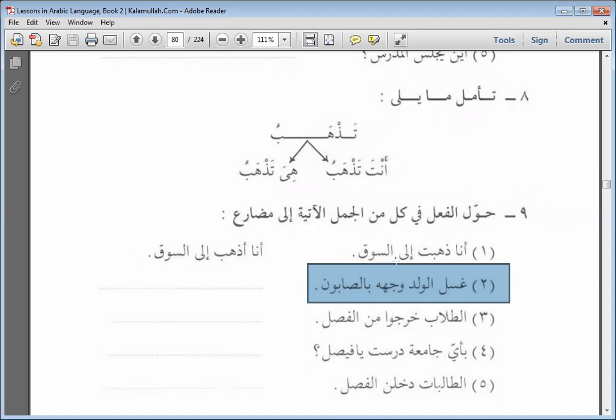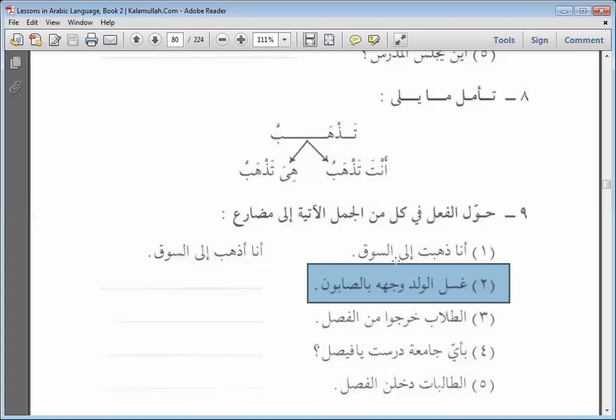يغسل الولد وجهه بالصابون. Notice we say wajhahu. So the word wajhun means face. Wajhuhu is his face. But the first ha there takes a fatha because it's the object of the sentence. Okay? So we have to say wajha.